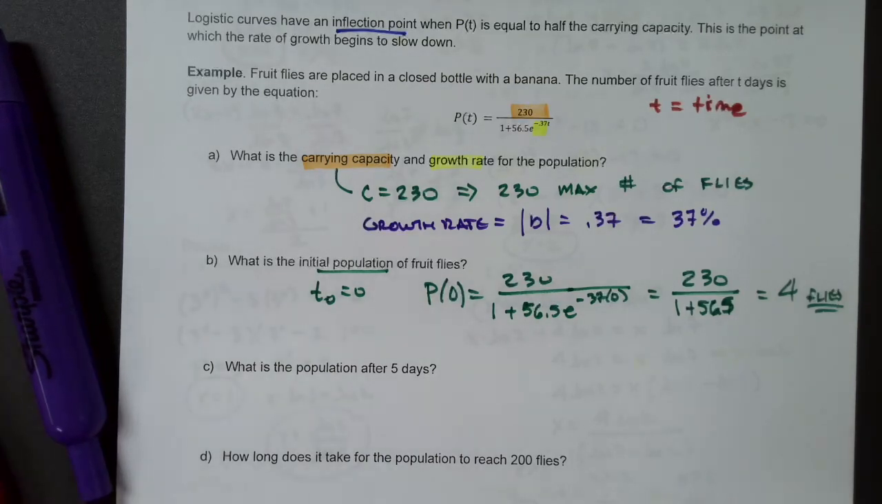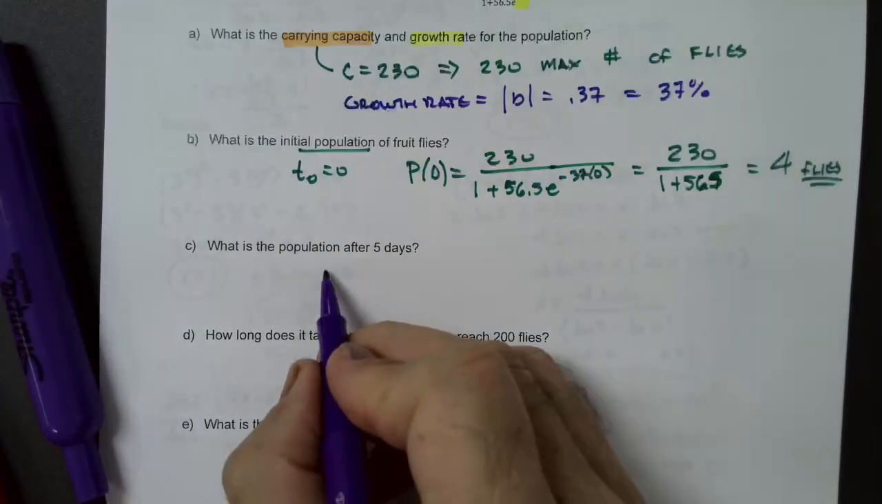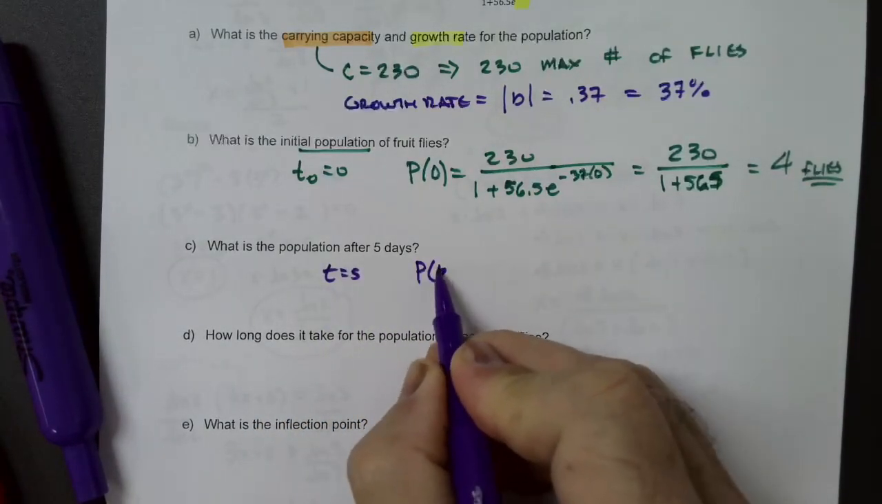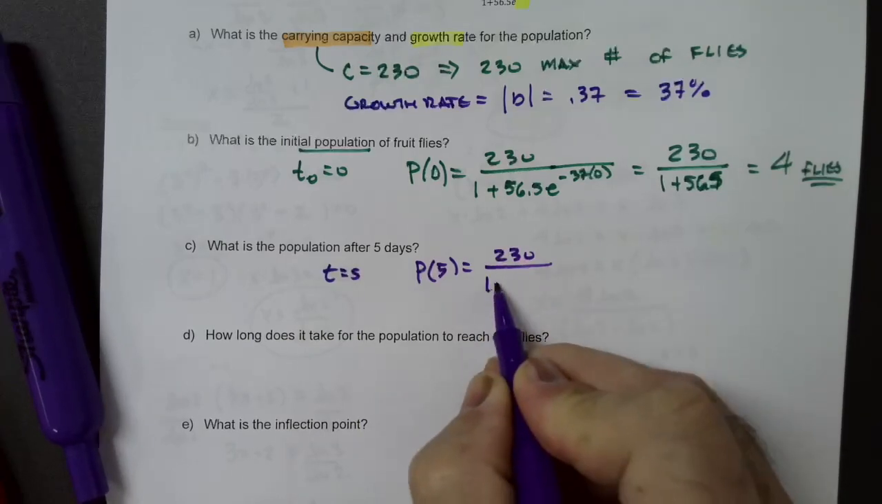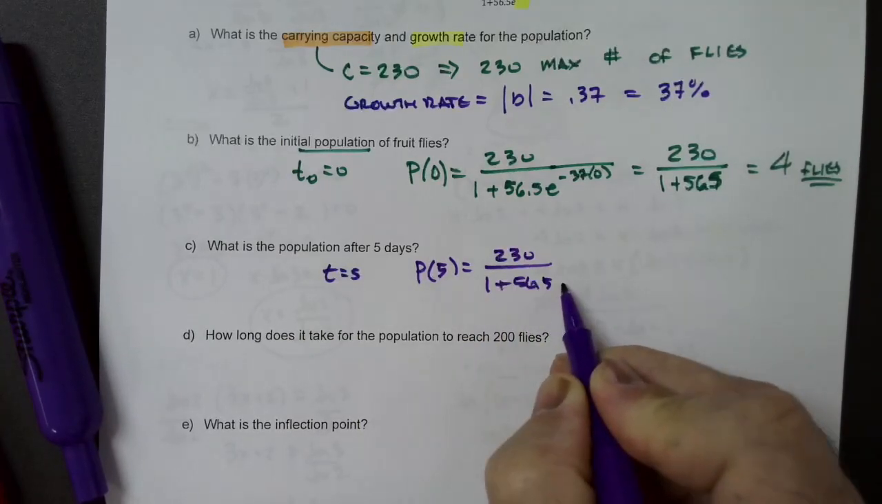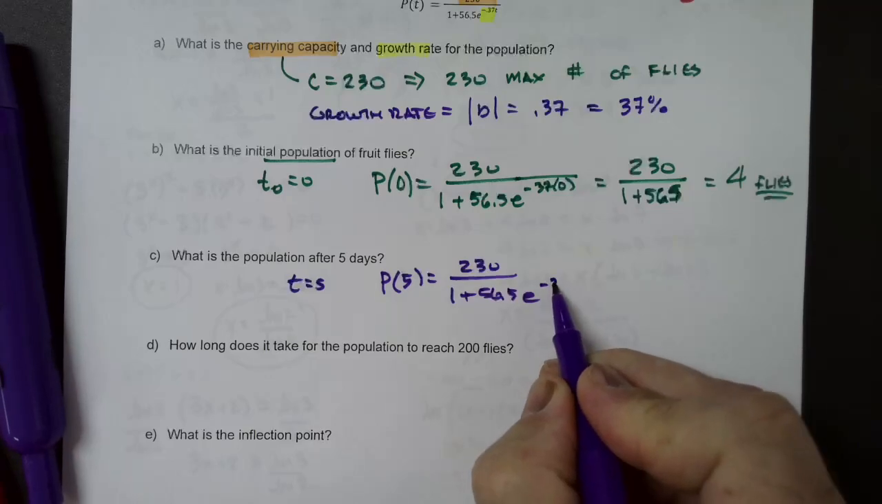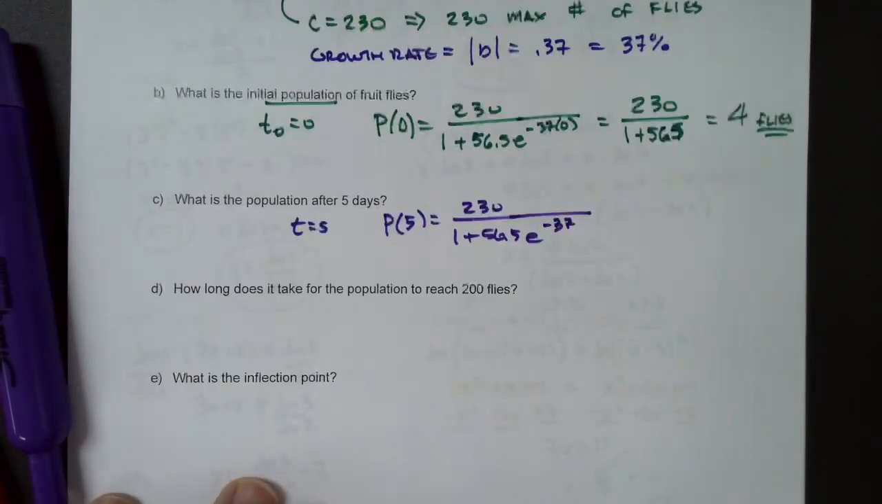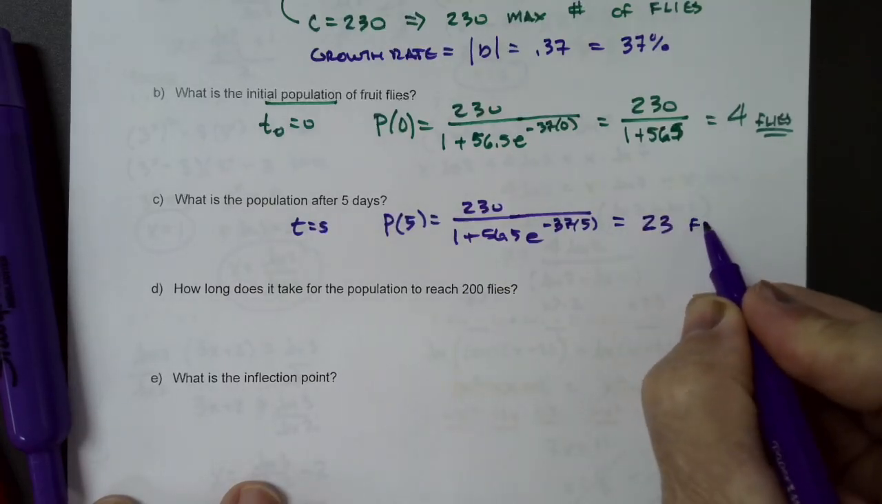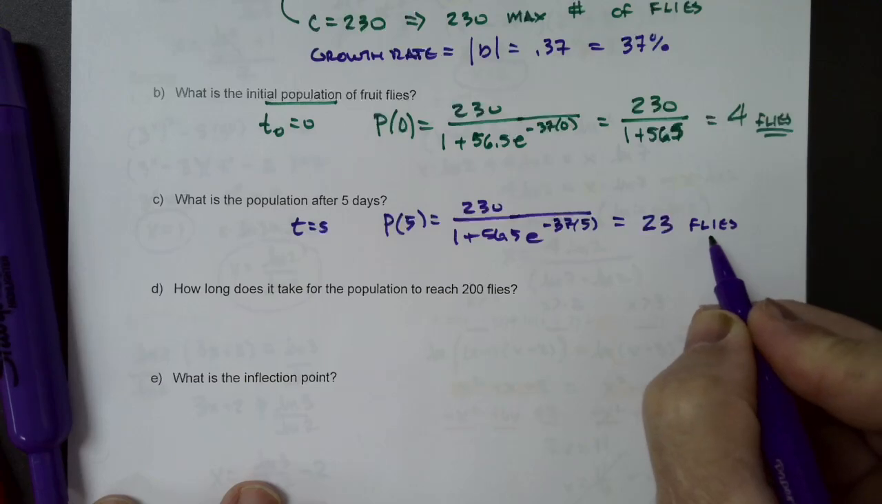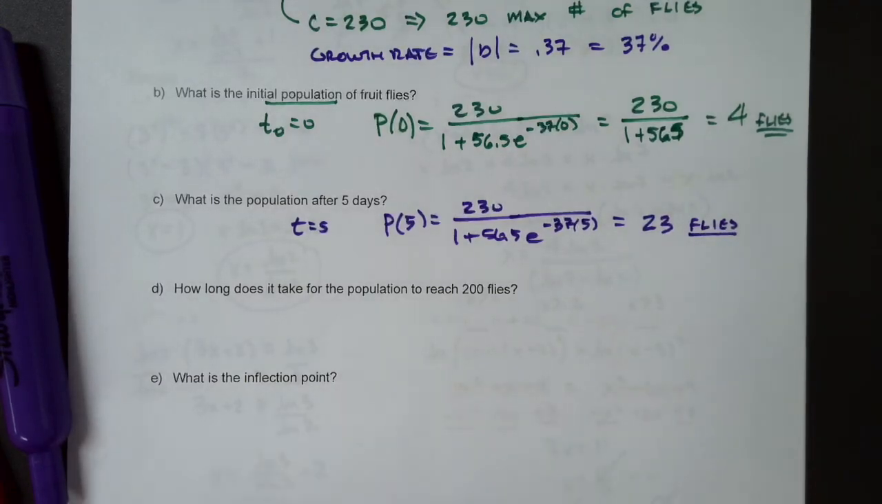The next one says, what's the population after 5 days? So that's t equals 5. So we'll just substitute in the same equation. And I think this is when I would get my calculator out and put this in y1 and evaluate this. When we put that in our calculator, this will tell us that we have 23 flies after 5 days. Love this stuff. Looking good.